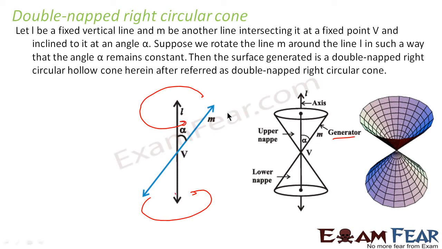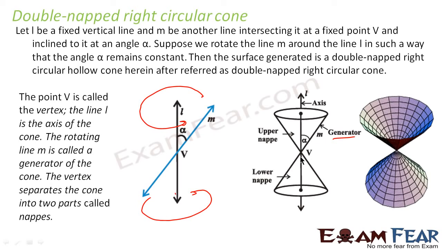You take a line L, you take a line M, both are having an angle alpha between them, alpha is constant. You rotate the line M with respect to line L, you get this generator, you get this double nap right circular cone. In double nap right circular cone, we have L, that is axis, the line M is called generator, the upper part is called upper nap, the lower part is called lower nap. And the V is called the vertex, this point is called the vertex.